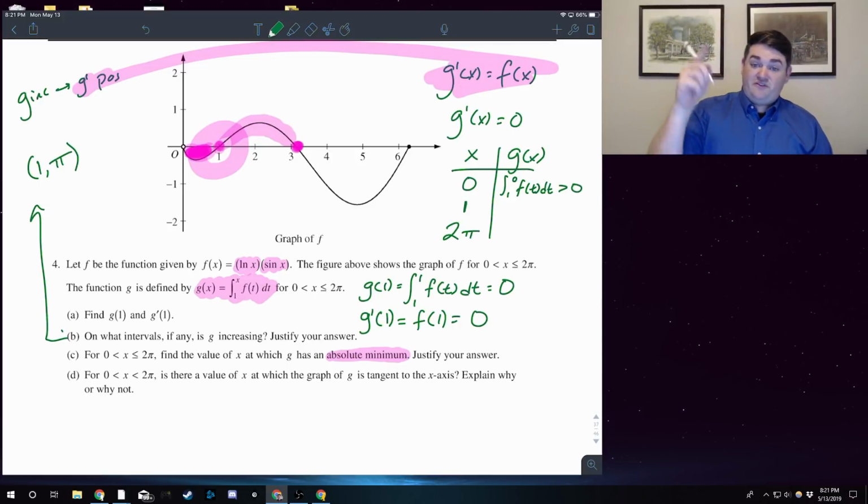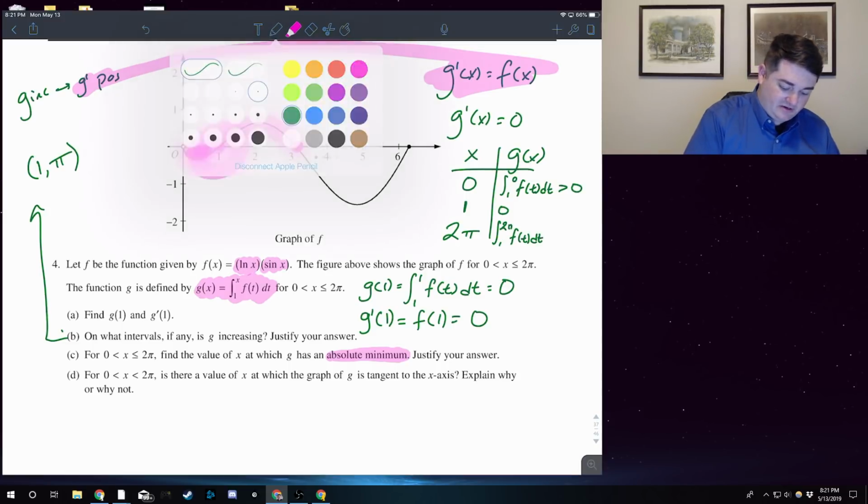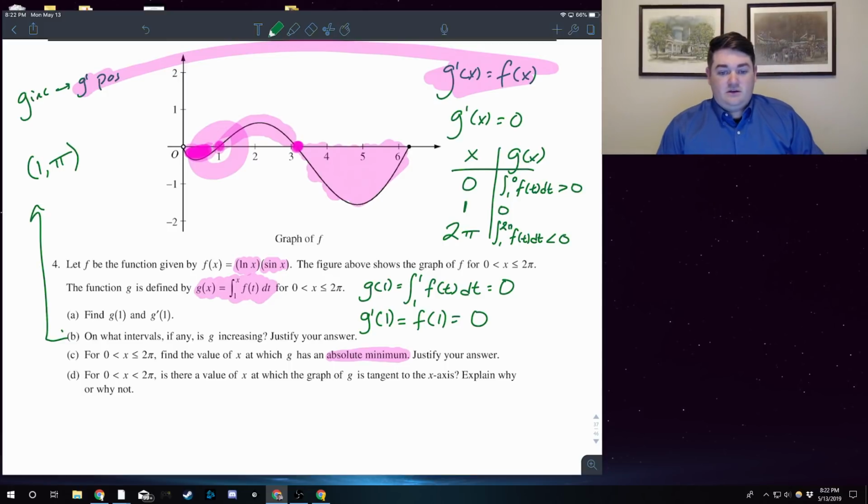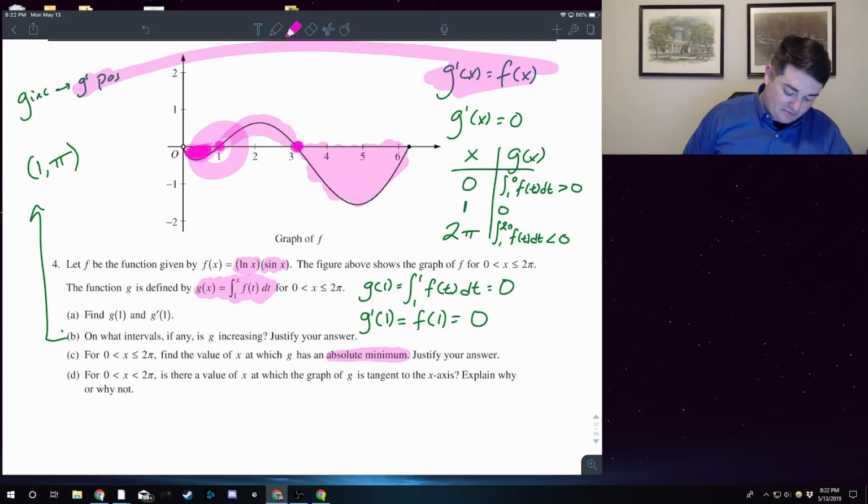G of 1, we found in part A, is 0. And g of 2 pi, that's the integral from 1 to 2 pi of f of t dt. That's going to be this entire area right here, which is a great big negative area. So my candidates test shows me that I've got 3 candidates, only one of them is negative, so the absolute minimum, the value of x where it has an absolute minimum, is at 2 pi.